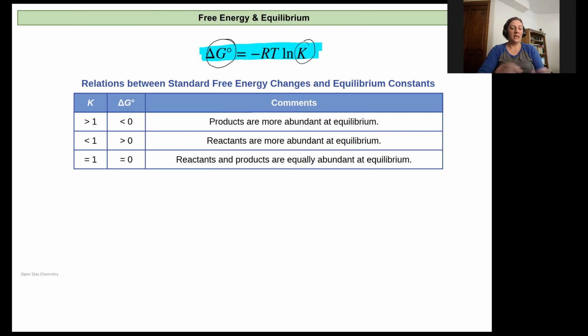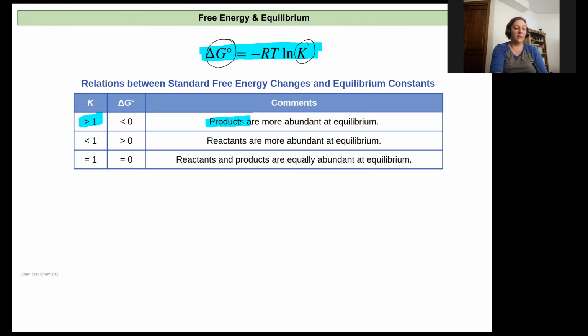So when K is very large, it's bigger than 1, we say that equilibrium is going to favor our products, that we'll have more of them once we actually reach equilibrium. If we were trying to make something and we wanted to make a lot of it, we would want to choose reactions that had large K values because we would be favoring products and it'd be easier to extract more of that product out of a reaction.